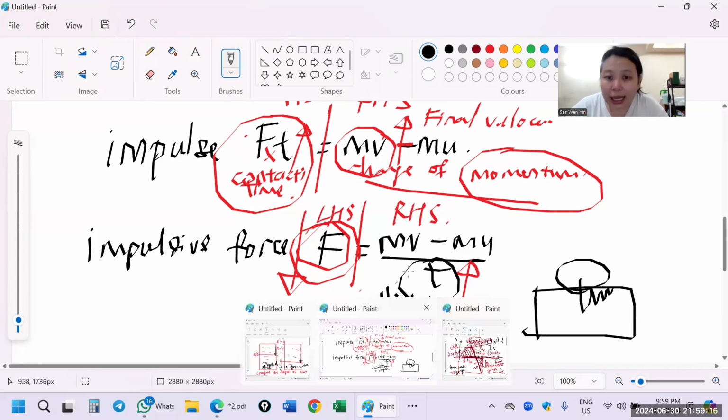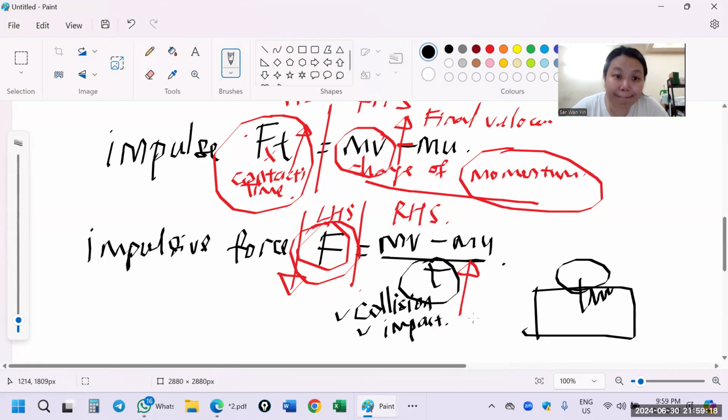Yeah, what else do you want to ask? I don't understand how to do the question in the purple module, page 43. Purple module, page 43.